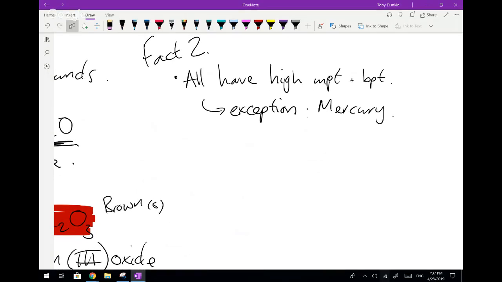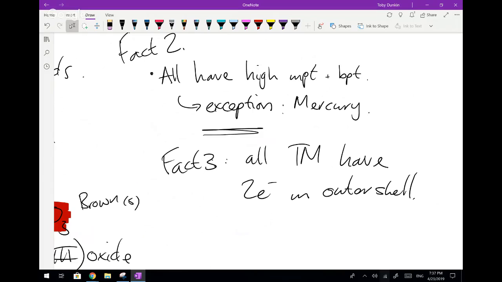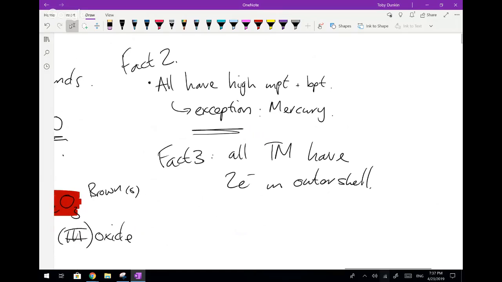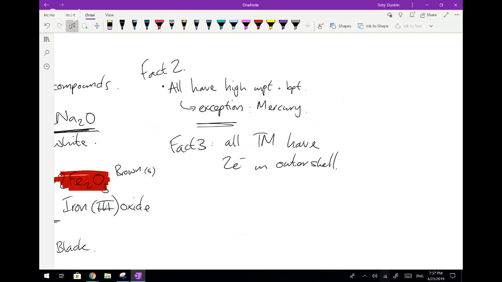They all form +2 cations in their lattice, and they all have 2 electrons in their outer shell. That's a key thing. Fact 3. All transition metals have 2 electrons in their outer shell. There are exceptions to that rule, however, you don't need to know them for GCSE. They all have 2 electrons in their outer shell. That's why you stop at calcium, just so you know, on your electron configurations. 2, 8, 8, 2. You stop there, you don't go any further.